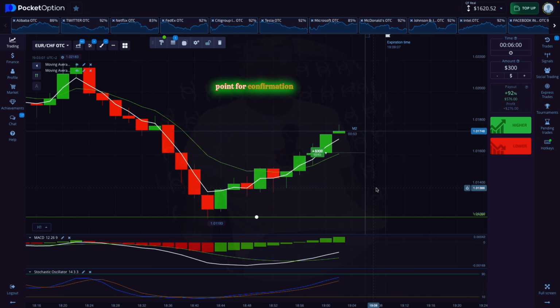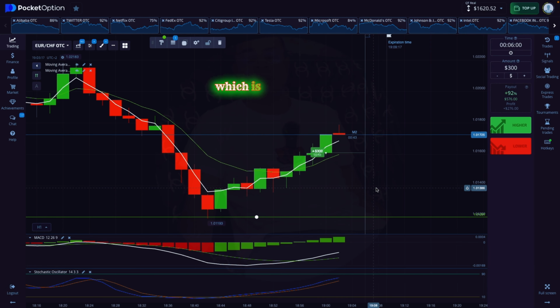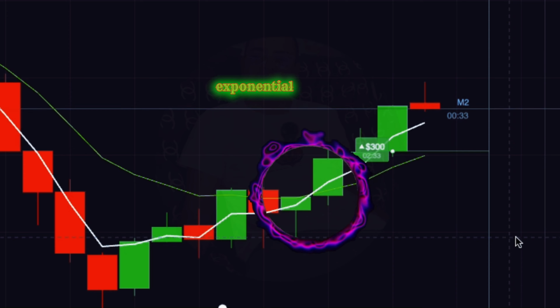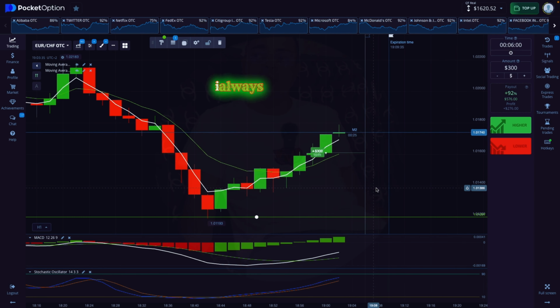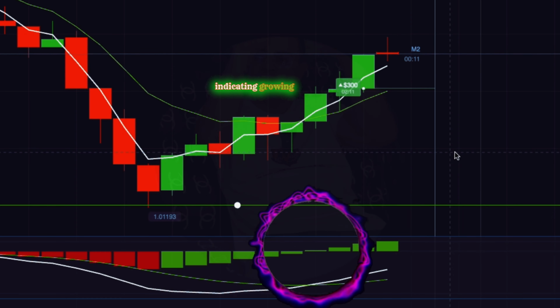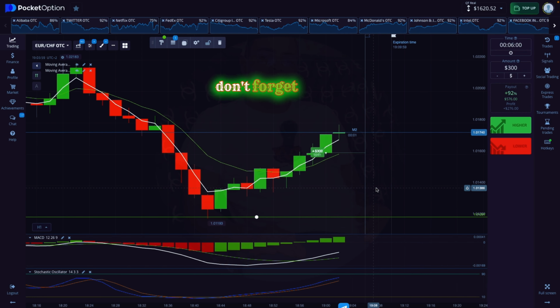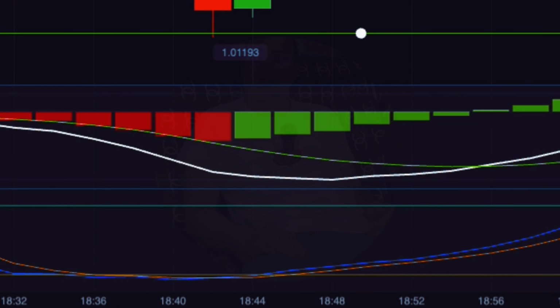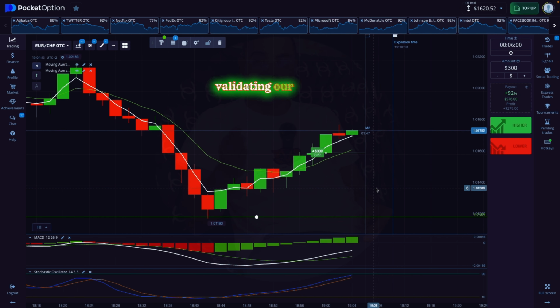entry point for confirmation. For validation, I always use a golden cross, which is when a 3-period moving average intersects a 9-period exponential moving average. In addition, I always keep an eye on the MACD indicator, which needs to transition from the below zero zone to the above zero zone, indicating growing interest in buying. Also, don't forget about the stochastic, which must show crossing lines in the support zone, very important, specifically in the support zone, validating our forecast.